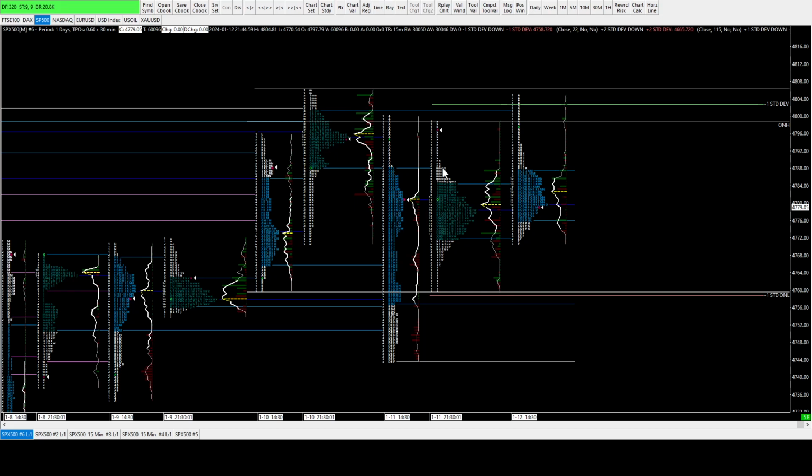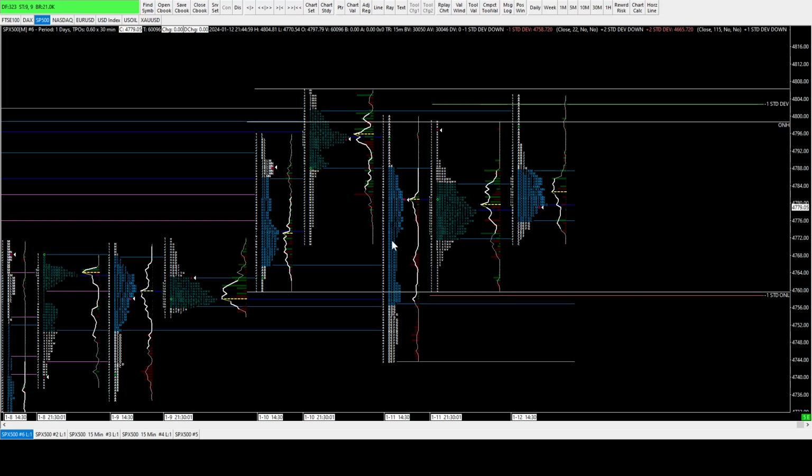I do this across a multitude of different pairs. This currently is ES or the S&P. I do this in NQ as well as the DAX and FTSE, Euro Dollar, and I also trade oil and gold from there.